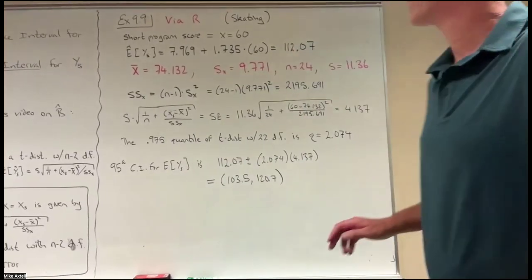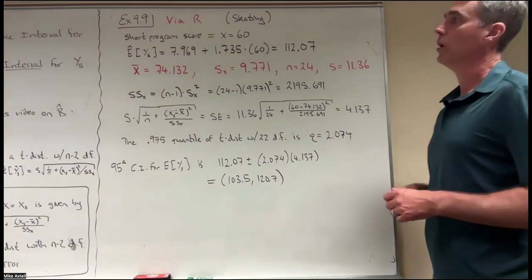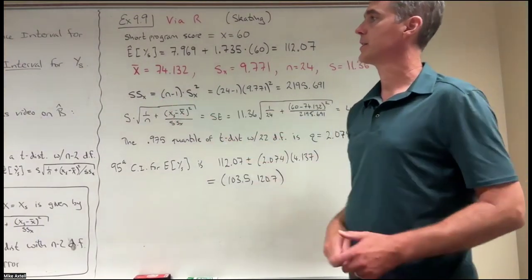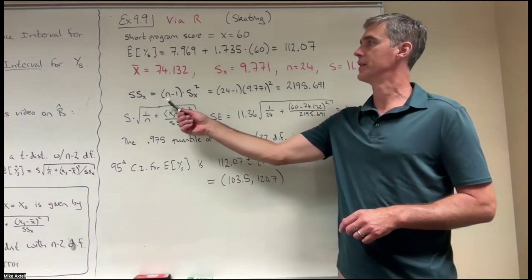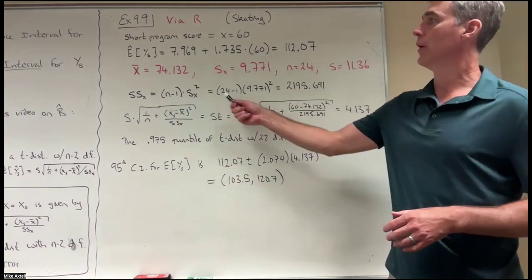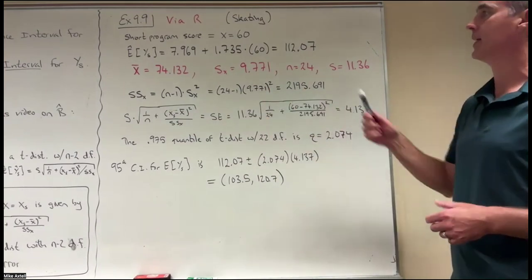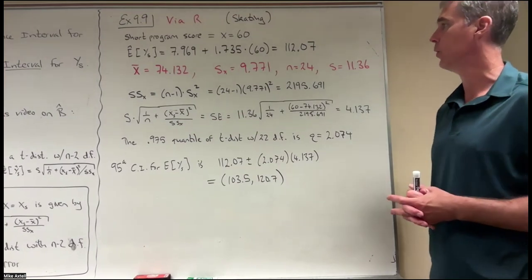So that's how I'm getting these values up here. All right. Well, I need my sum squares x, and we have a formula from before that says it's equal to n minus 1 times s sub x squared, okay? Well, we know n is 24, we know s sub x is 9.771, so I get an SSX of 2195.691.